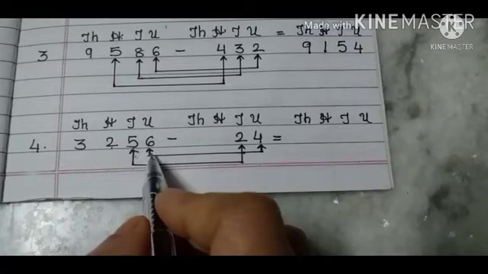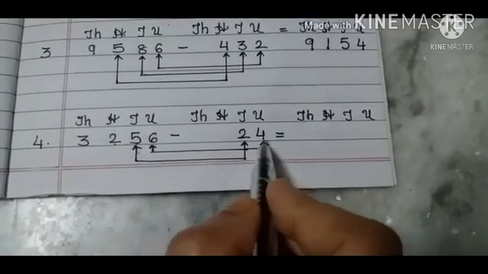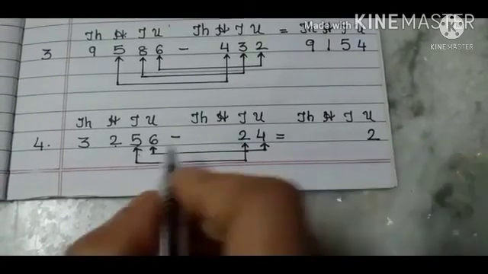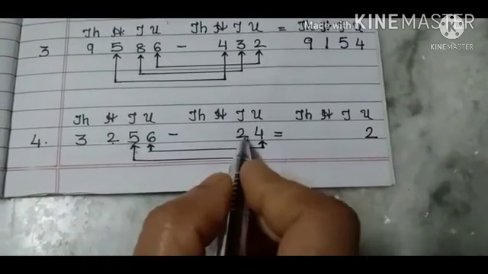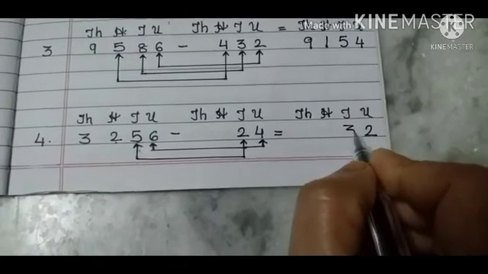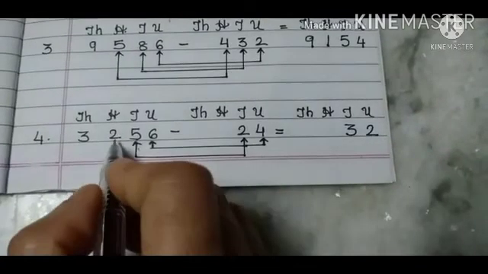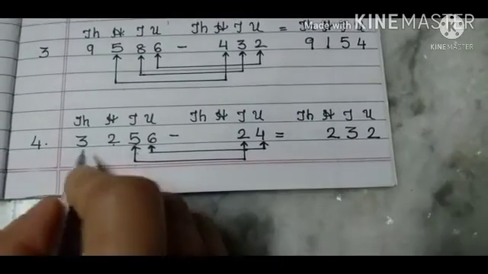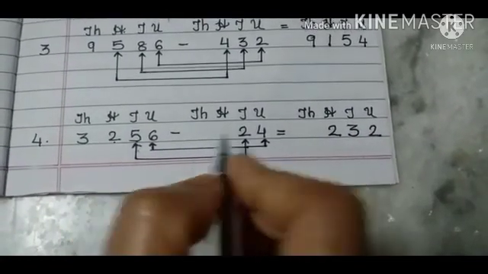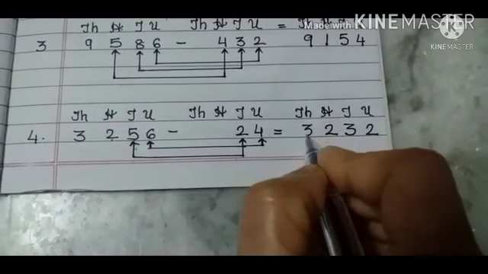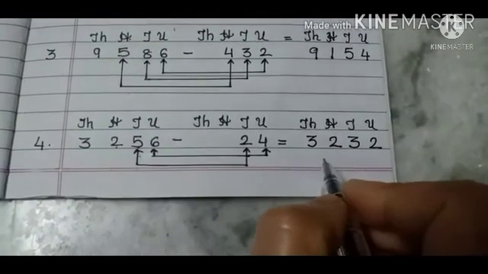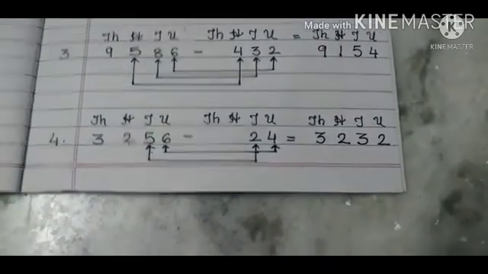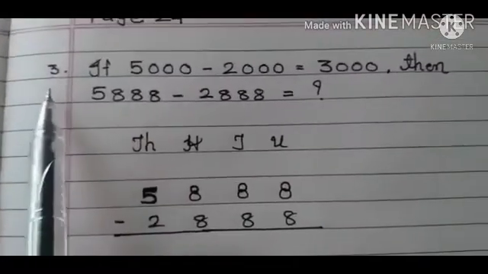So we'll subtract units from units, that is 6 minus 4. So 6 minus 4 is 2. So write down 2 in units place. In tens place 5 minus 2. So 5 minus 2 is 3. So write down 3 in tens place. In hundreds place only 2 is there, so write down 2 directly in hundreds place. And in thousands place also only 3 is there, so directly write down 3 in thousands place. So our answer is 3232.